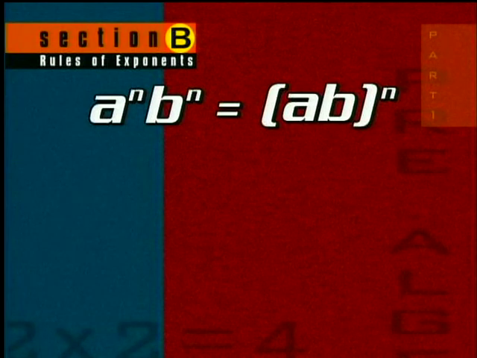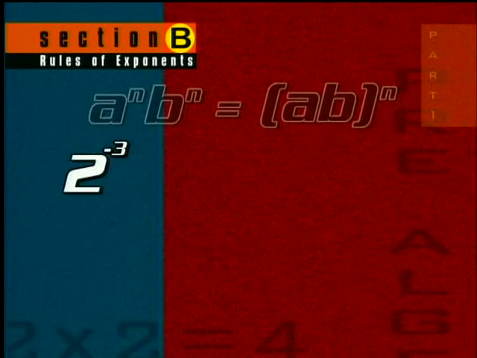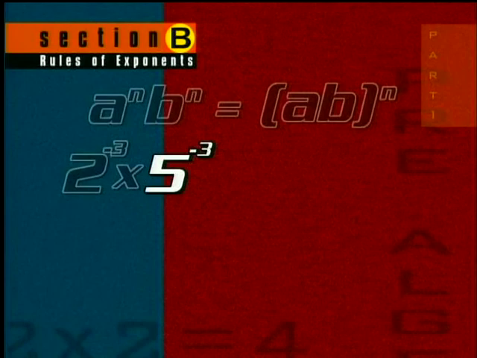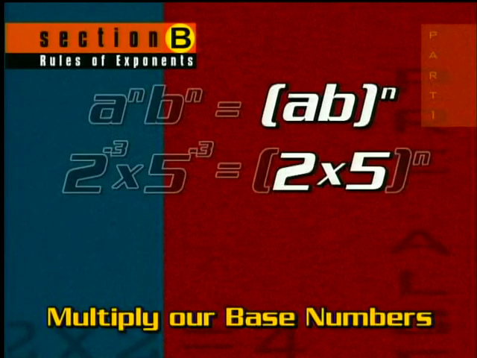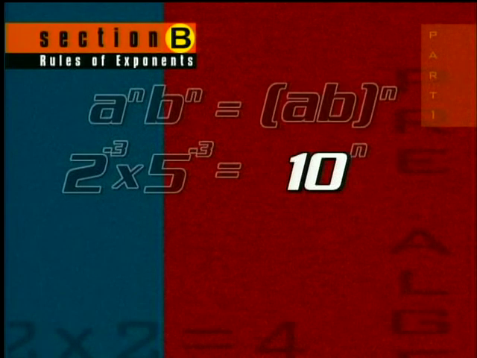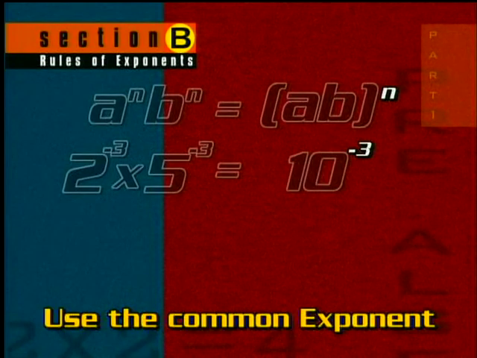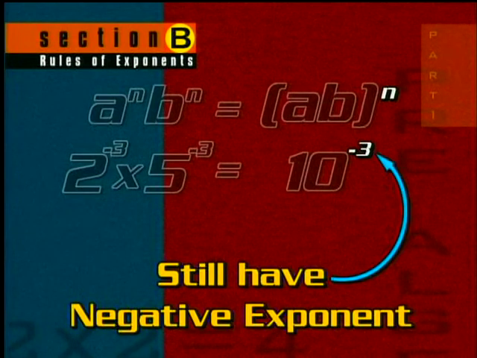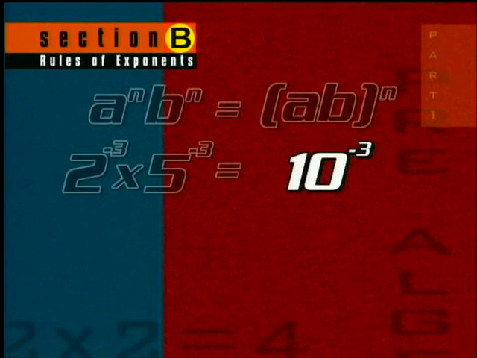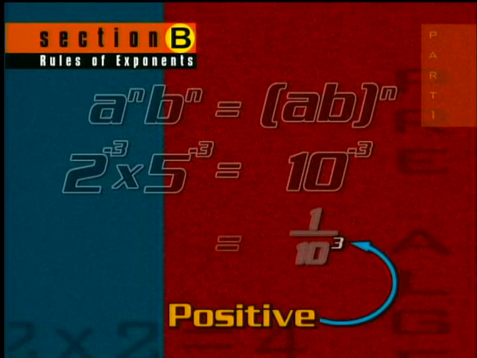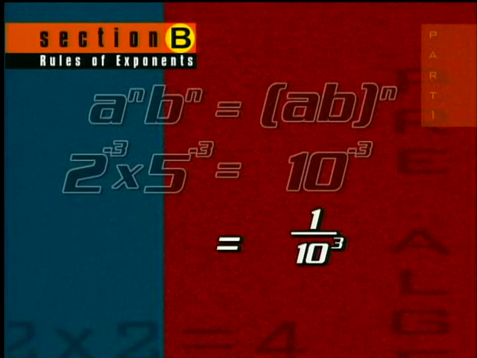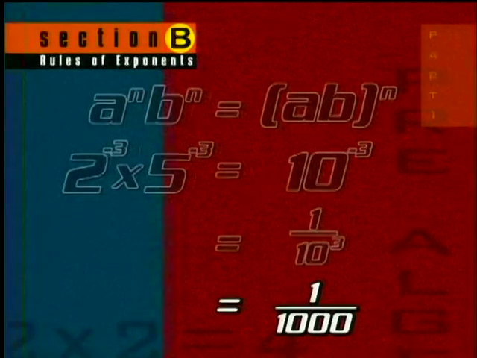If we look at Rule 1 and plug in the numbers 2 to the negative 3rd power times 5 to the negative 3rd power, first we multiply our base numbers to get an answer of 10. Then we use the common exponent, negative 3, and we've got 10 to the negative 3rd power. Notice how we still have our negative exponent. We know that 10 to the negative 3rd power can be made positive by placing 1 over 10 and making the 3 positive. So, now we've got 1 over 10 cubed, which equals 1 over 1,000.